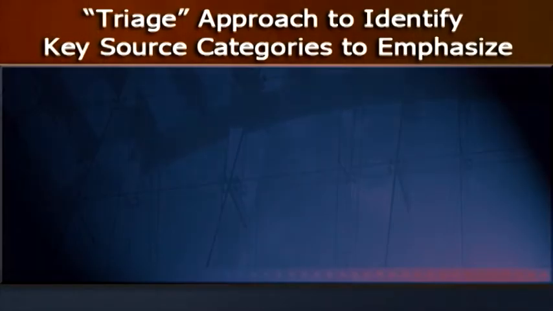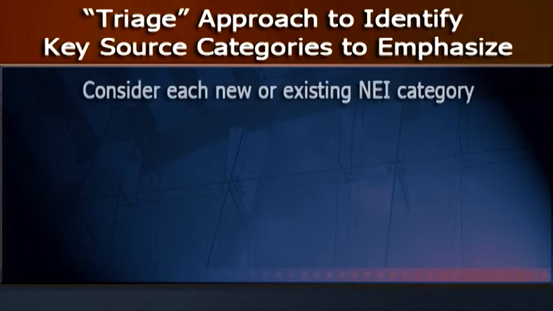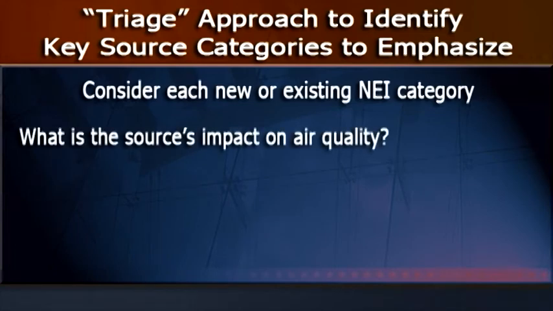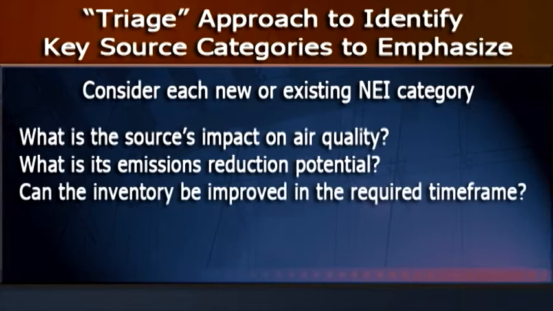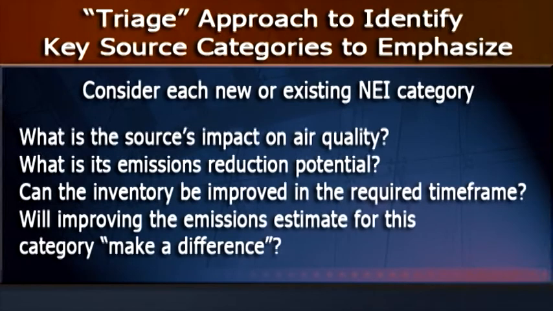Triage is a term you usually hear associated with emergency medical care prioritization and/or prioritizing business decisions, but it also fits the process for identifying key source categories to emphasize in the inventory. Triage of sources involves asking these important questions for each non-point source category. What's the source's impact on air quality? What's its emissions reduction potential? Can the inventory be improved in the required time frame? And will improving this category make a difference?